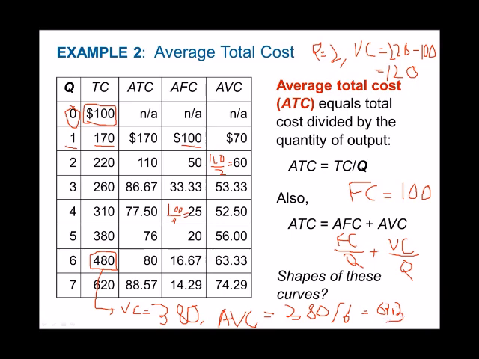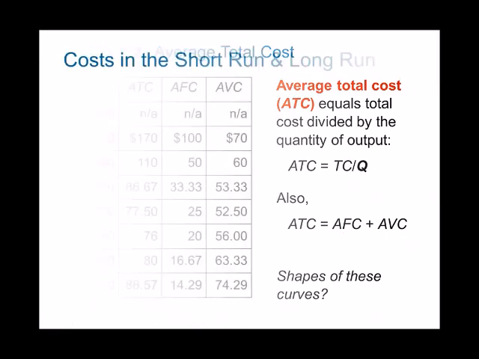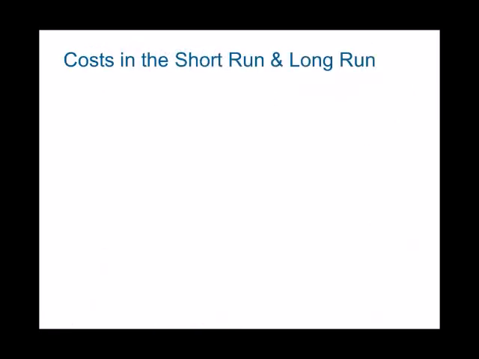So you should try practicing them, do all of them, and then see if you get similar answers. If you do that, then you will have a good grasp on average total cost, average fixed cost, average variable cost. Now, costs in the short and long run.